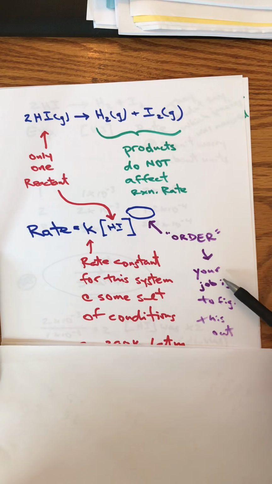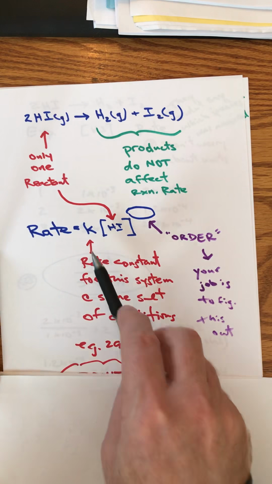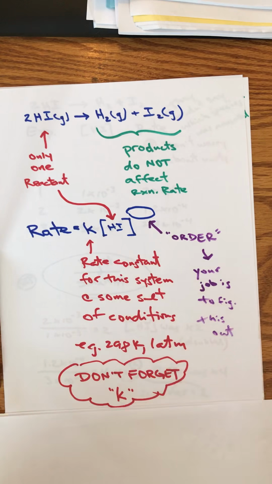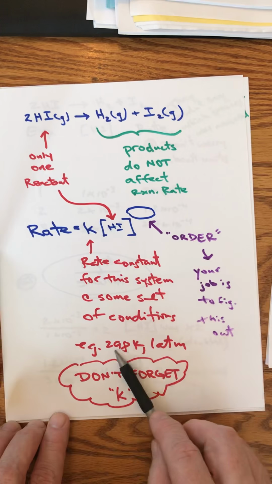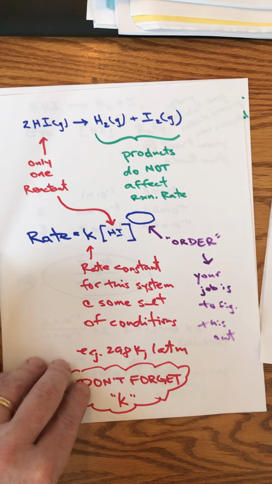Okay, so your job is to figure out the order. And this K is going to depend on whatever conditions you were at. These just would have to stay the same. Don't forget to write K.